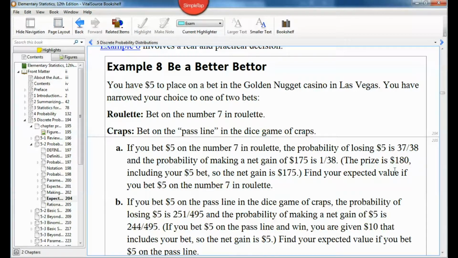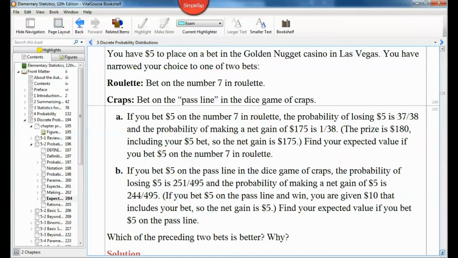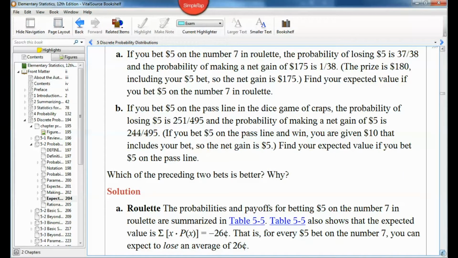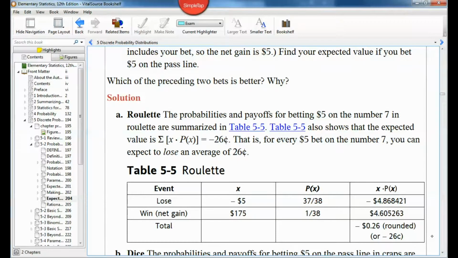Find your expected value if you bet $5 on the number 7 in roulette. Okay, so to find the expected value, it's best to think about the expected value whether we lose or whether we win. Then you think about the random variable: either you're going to lose $5 or you're going to gain $175.